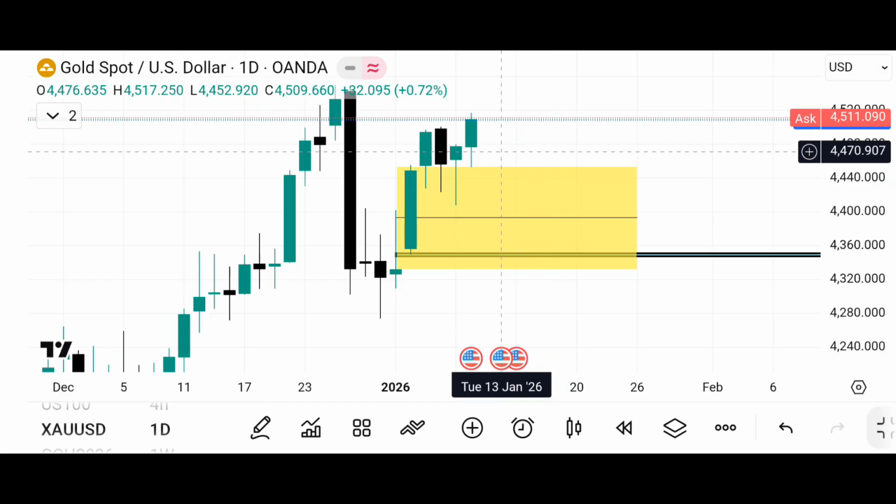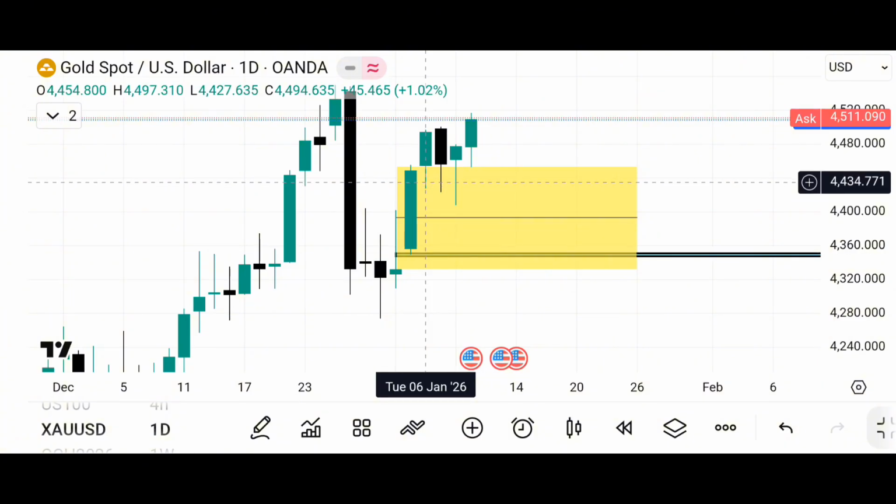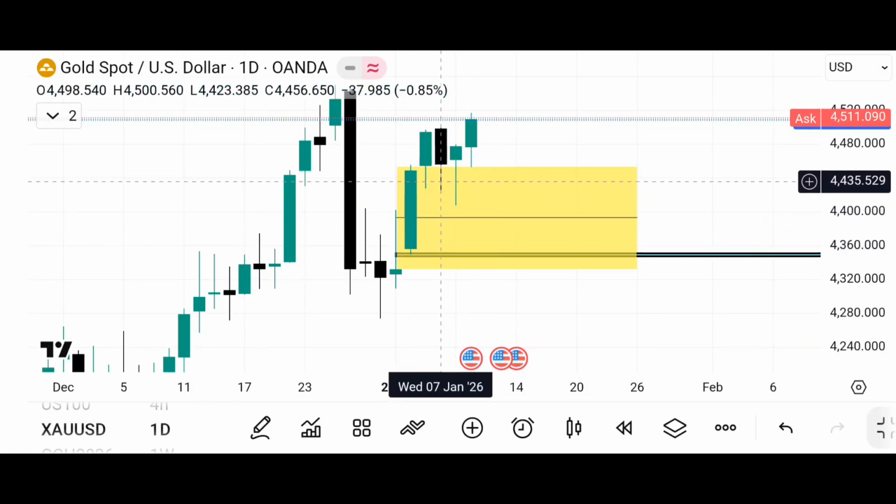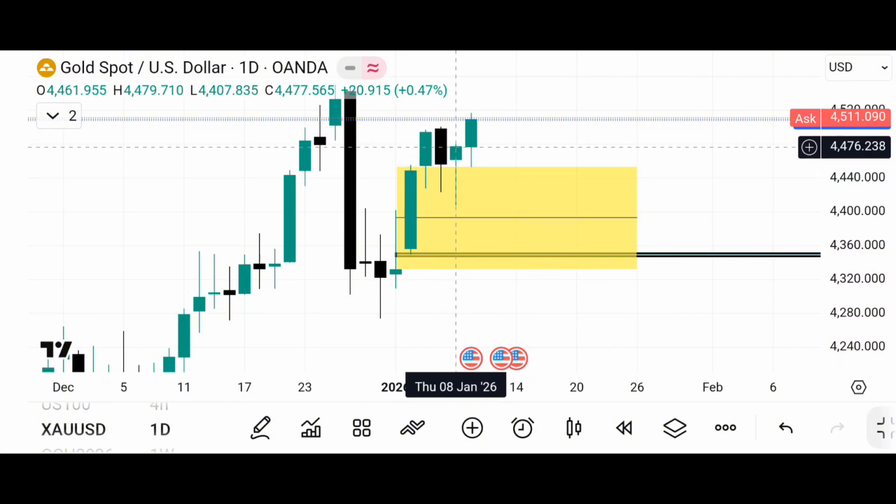Okay, so on 6th of January, at the close of 6th of January, that was when this daily fair value gap was actually formed. And price traded into it on Wednesday, 7th of January, closed at this point. Then on the 8th of January, that's Thursday, price traded down into it, then closed at this point right here.